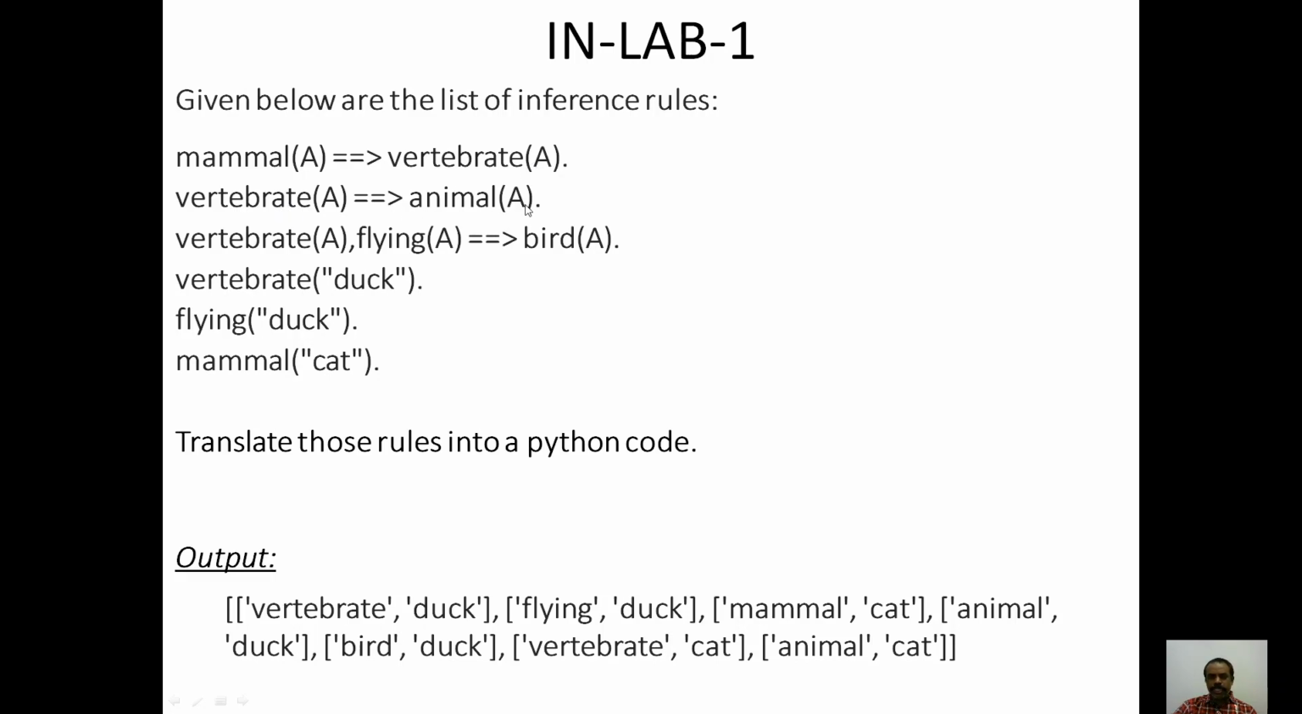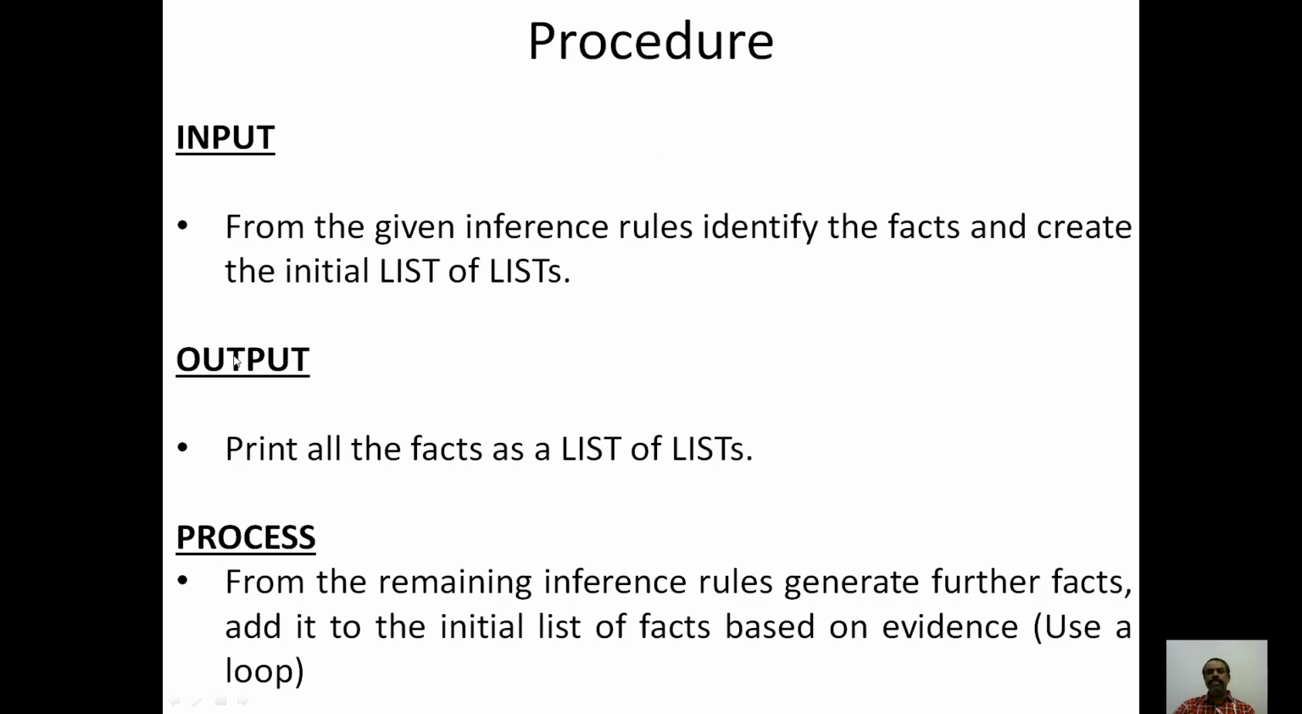So what does it say? Cat is an animal. So animal cat is added to the existing list. That's how you have to derive the other inference rules. For that you need to write the Python code, and this is the hint that can be used.